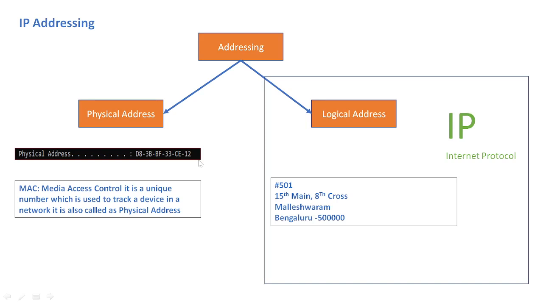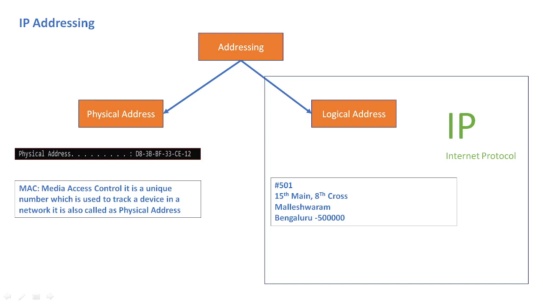Now you know there are two types of address. One is the physical address, which is universally common for computers. The physical address we also call the MAC address. MAC means media access control. It is the unique number used to track your device in the network, a 12 digit alphanumeric number. You can see the physical address here: D8 3B BF 33 CE12.